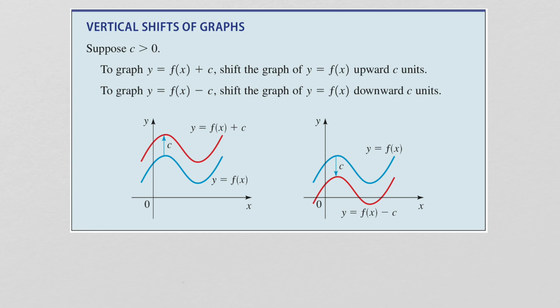So if we know the graph of some function, adding a constant to that function will shift the graph up or down depending on whether that number is positive or negative. So if we have a function f of x and we add a positive number c, it is going to shift the graph upward c units. If we subtract a number c, it's going to shift the graph downward c units.